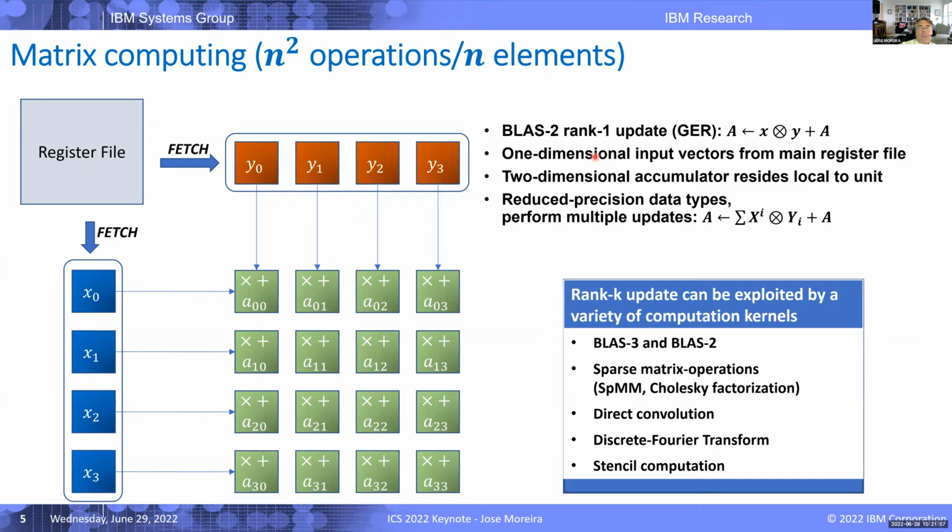We didn't double Power 8. Power 8 and Power 9 were more or less the same bandwidth, but we doubled from Power 9 to 10. We'll probably double from Power 10 to 11. So we want to keep growing the bandwidth.